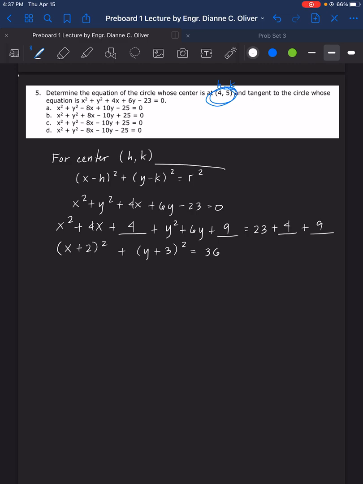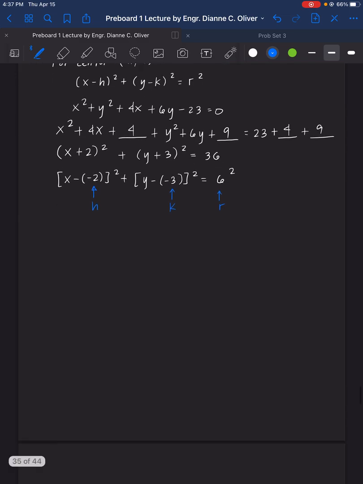So, looking at this pattern here, in taking the center, this is (x - (-2))² + (y - (-3))² = 6². Now from this, we can find the h, this is the k, then this is the radius. Then we'll be able to sketch the circle.